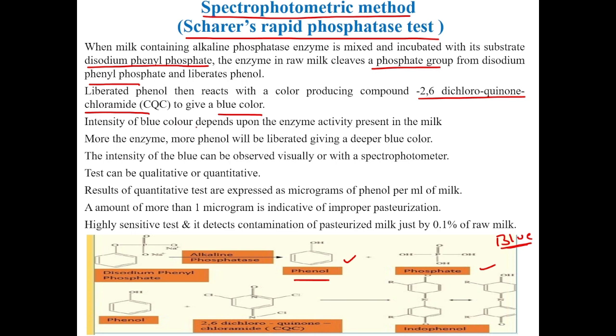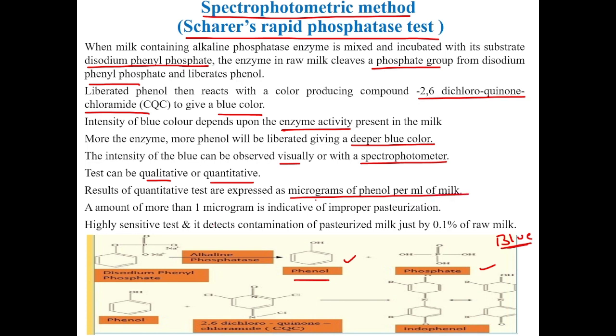Now the intensity of blue color depends on the enzyme activity present in the milk, and the more enzyme there is, the more phenol will be liberated, giving a deeper blue color. The intensity of the blue color can be observed visually or with a spectrophotometer, and that way we can have it in qualitative or quantitative form, and the results of quantitative tests are expressed as micrograms of phenol per ml of milk.